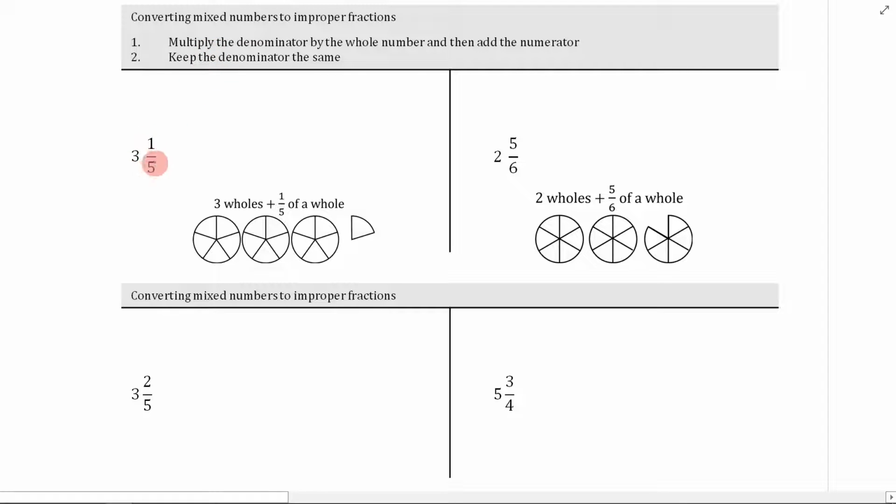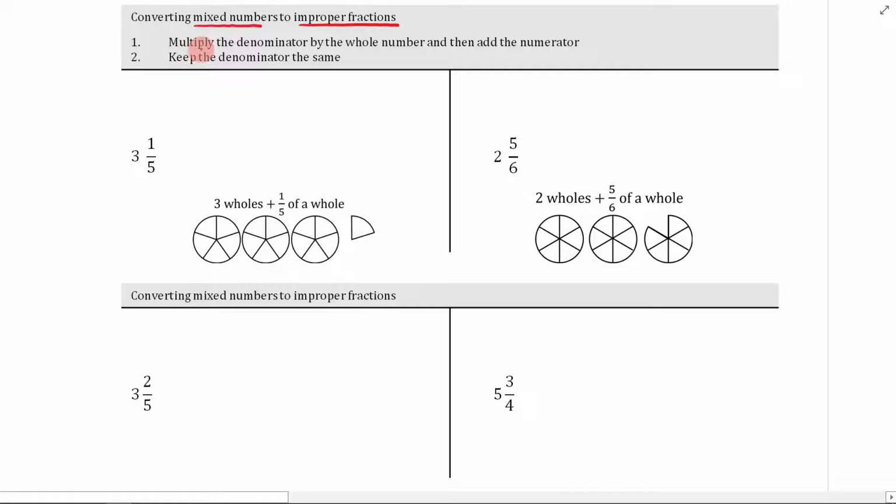Here we have a mixed number. And what we want to do is convert the mixed number to an improper fraction. First of all, you need to recognize that this is a mixed number, obviously. We know it's a mixed number because we have a whole number and we have a proper fraction here. So how do I turn this into an improper fraction? Well, let's look at our instructions here.